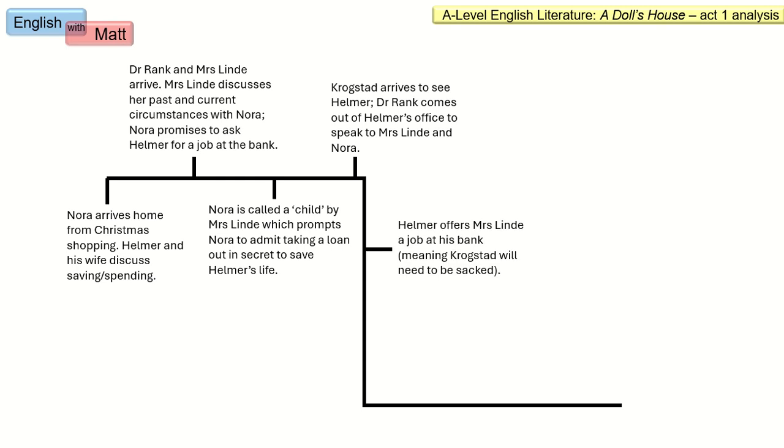When Krogstad leaves, Helmer does comply and he does allow Mrs. Linde to have a job at the bank. However, it's not as simple as that because in order for Helmer to hire Mrs. Linde, it means that Krogstad will need to be sacked, and that has dangerous consequences, as we know, for the marriage of Nora and Helmer, because Krogstad does not want to be sacked. And that is what precipitates the blackmail that we see a little bit later in this act.